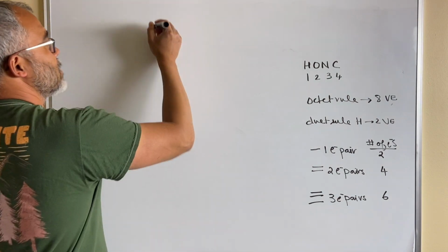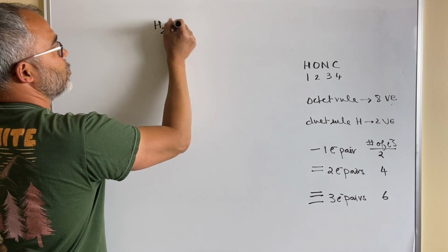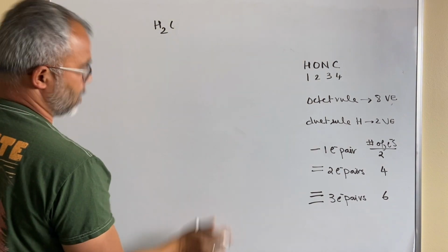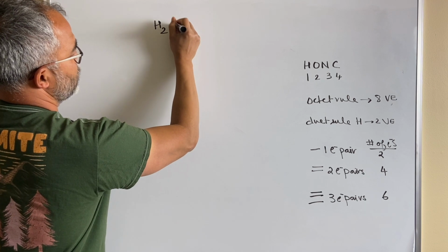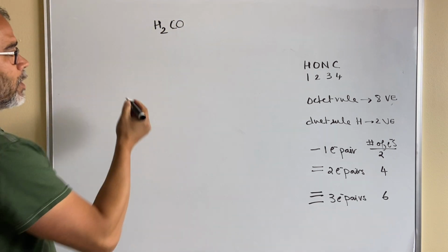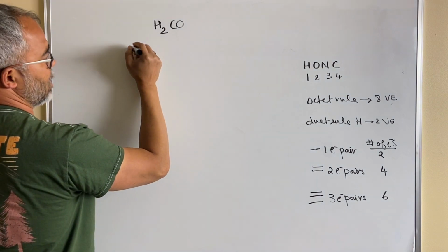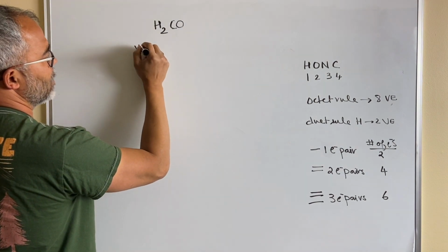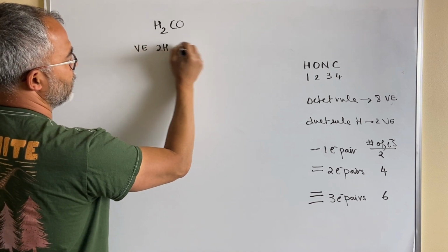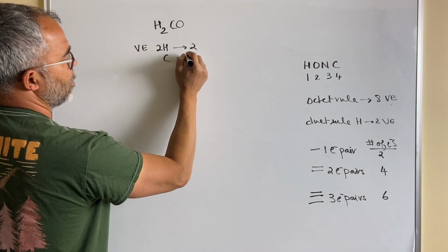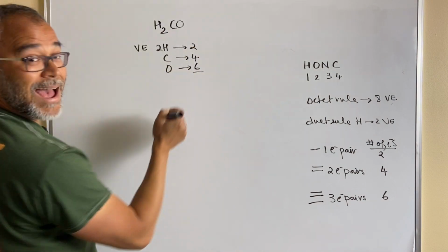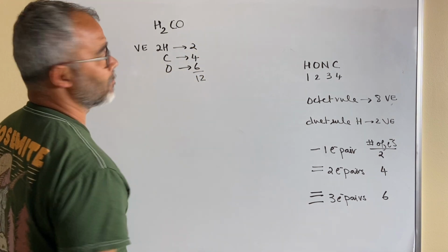Let's take a look at an example where we have H2CO. I didn't draw that oxygen properly. Let me redraw that. H2CO. Now we have quite a few atoms in this molecule. To draw the Lewis structure, we need to first count the valence electrons. We have 2 hydrogens, so that's 2. Carbon is 4 and oxygen is 6. We add them together, that gives me a total of 12.